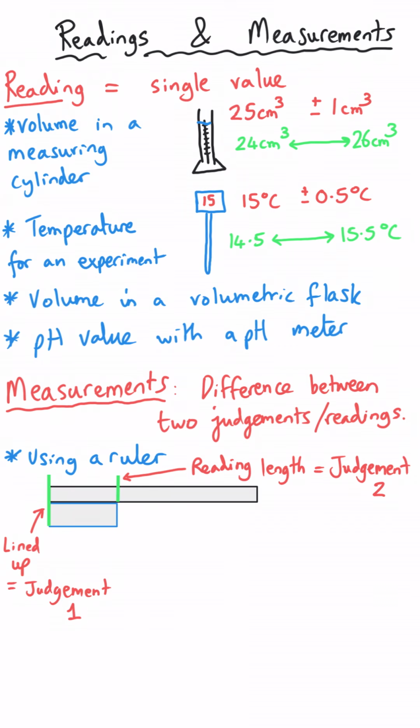Another measurement is using a stopwatch. If you start the stopwatch and you stop the stopwatch, there was uncertainty in both the starting time and then the finishing time, and that's linked to reaction times.